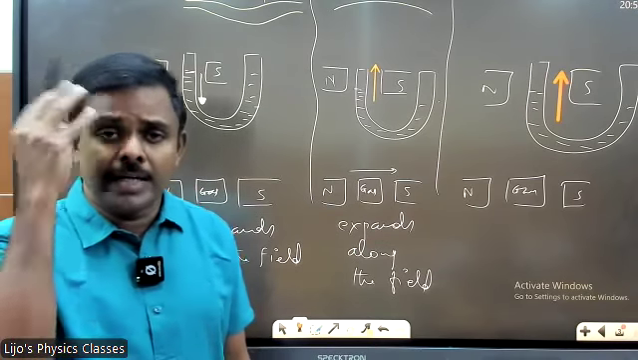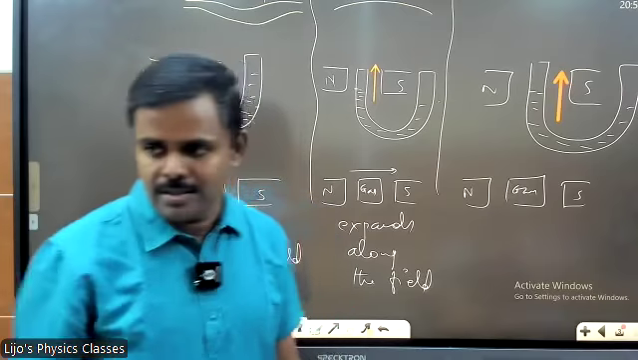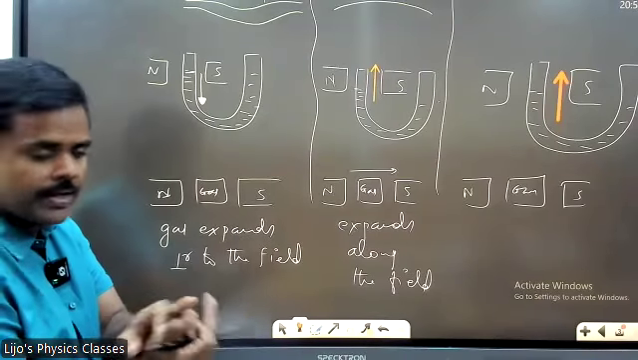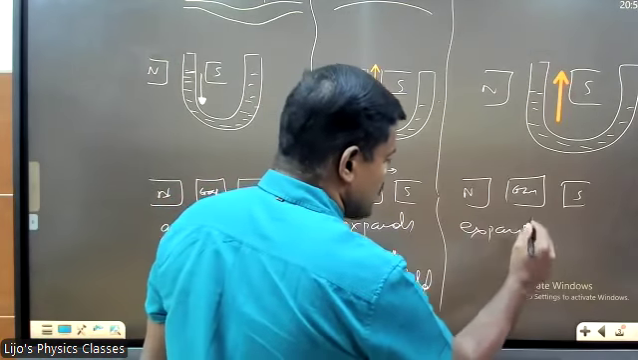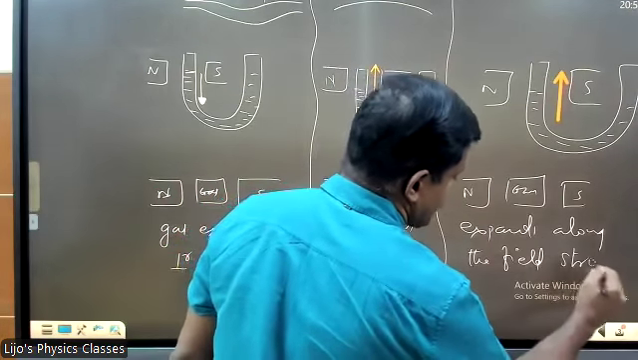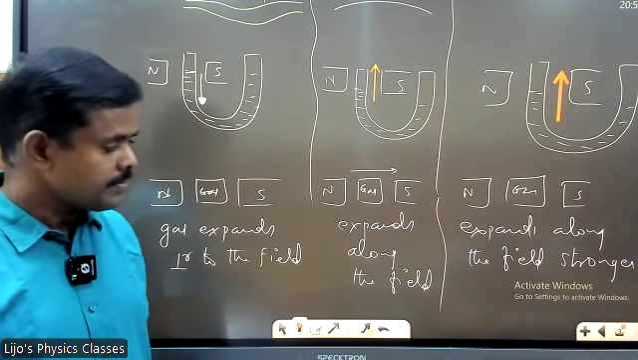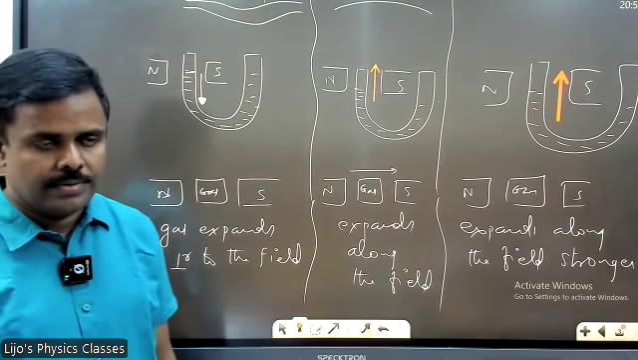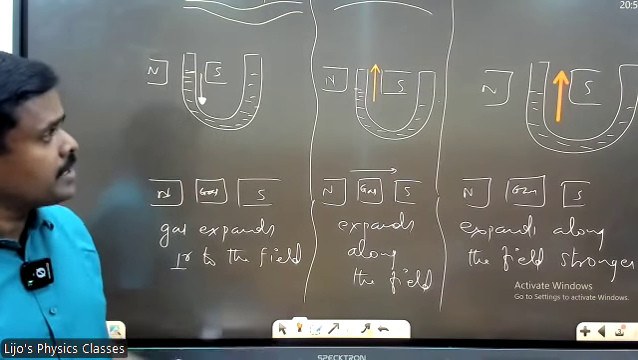Think of it this way. Diamagnetic, weak repulsion. Paramagnetic, weak attraction. Ferromagnetic, strong attraction. All right. So diamagnetic, gas expands out of the field, so it expands perpendicular to the field. Here paramagnetic, expands along the field. Ferromagnetic also expands along the field, but stronger. Stronger. Got it? All of you got it? Okay. So these are different cases. These are different questions.